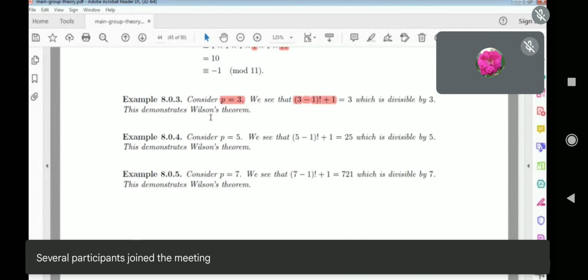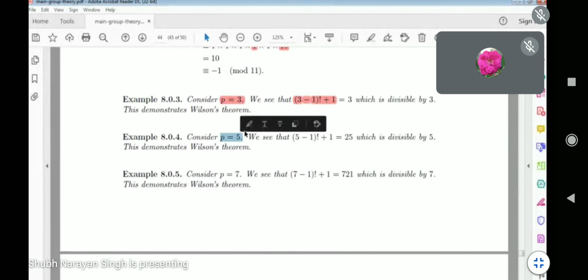And also when p is equal to 5, think about this term, p minus 1 factorial plus 1. If you calculate, this is nothing but factorial 4 plus 1. What is factorial 4? Anyone? Please reply.